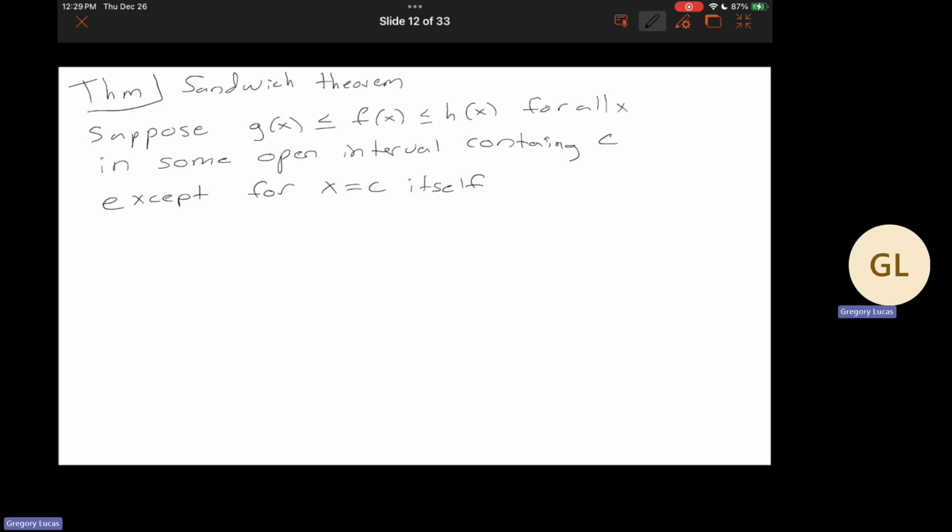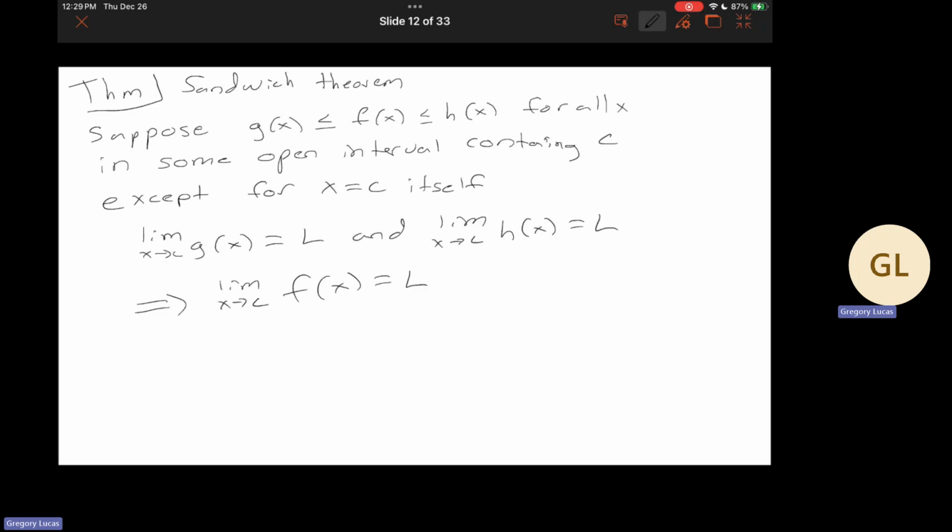So if we have these conditions, it's a true statement that if the limit as x goes to c of g of x is equal to L, and the limit as x goes to c of h of x is equal to L, this is going to imply the limit as x goes to c of f of x would have to equal L. So if we look at our interval, g of x and h of x, we take the limit, we get L. That means the limit of that inside function in our inequality also would have to be L. So we're sandwiching in that function.